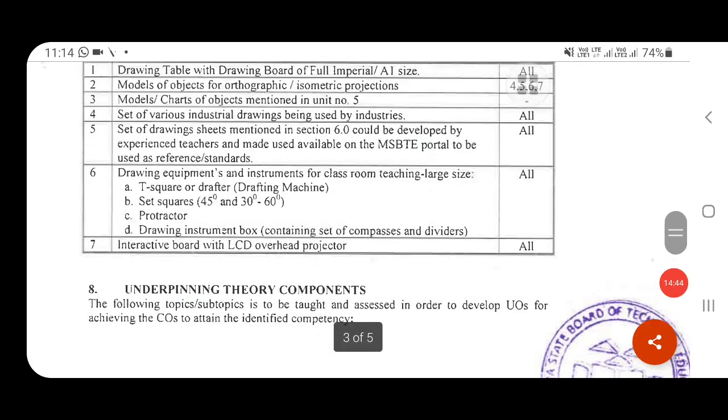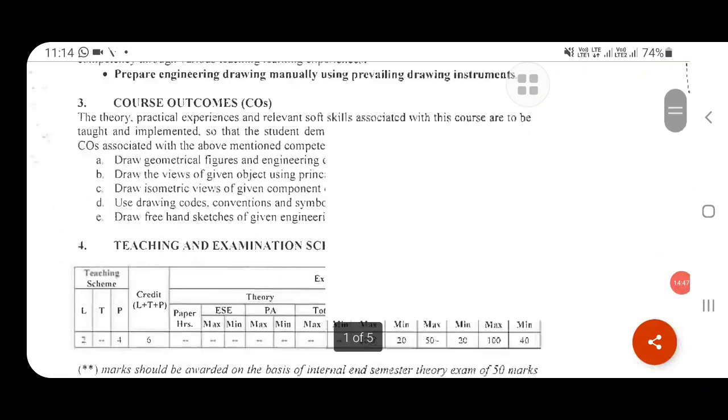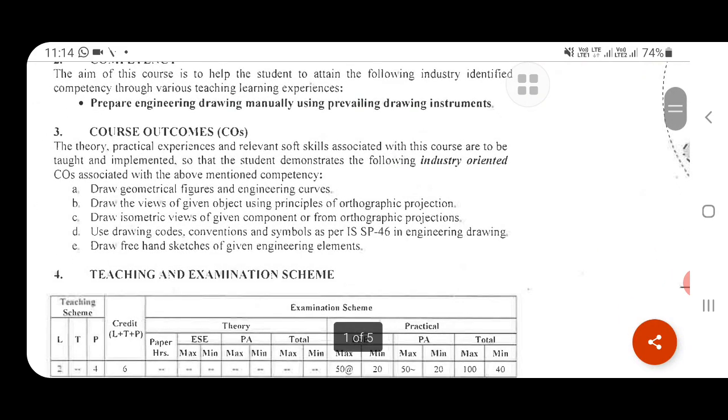So last is COs. In the next lecture we see what a CO is.